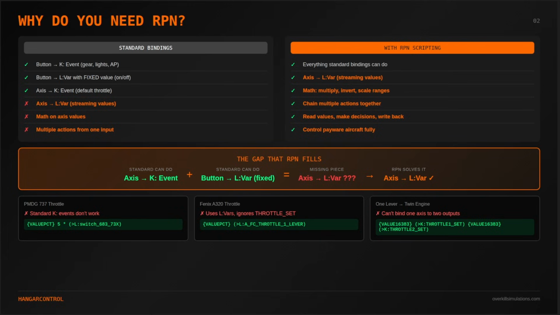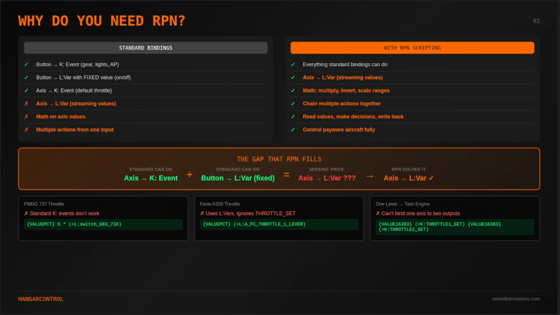So guess what? The PMDG 737, like many payware aircraft, also uses LVARs and K events. When you send a throttle set, the PMDG just ignores it. Okay, so that's why many people are coming up with a lot of problems in binding the 737. Now, there are, again, ways around that and ways to make it work, but it becomes more difficult. RPN scripting bridges that gap. It lets you take your axis position, do math on it, and write directly to any LVAR or event that you really want it to write to.